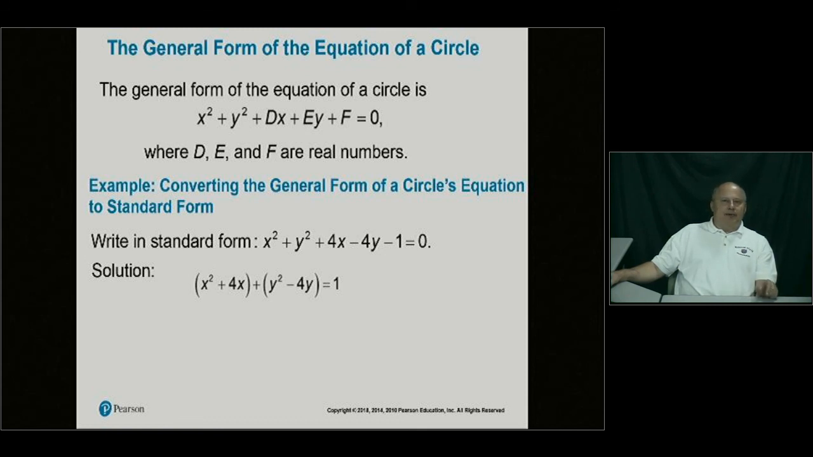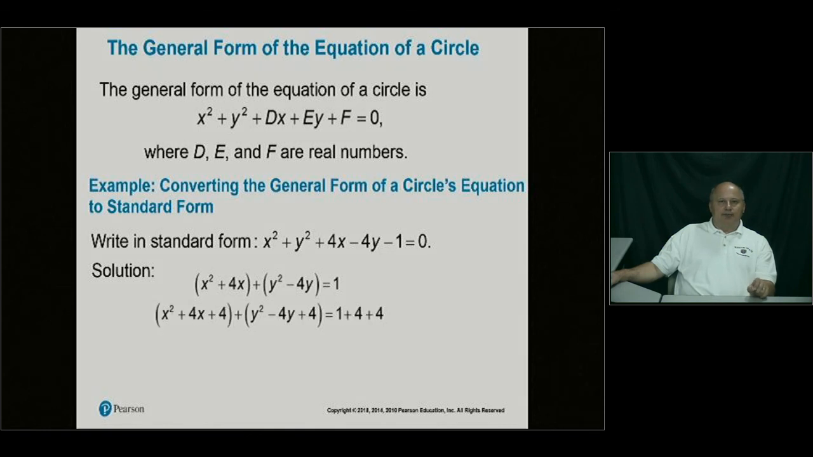If you have x squared plus 4x, remember you've got to take half of the 4, which is 2, and then you square it, and that's 4. And then you look at the next one, negative 4y. Take half of a negative 4, and that's negative 2. But when you square that one, it's also 4. So look at the next step.